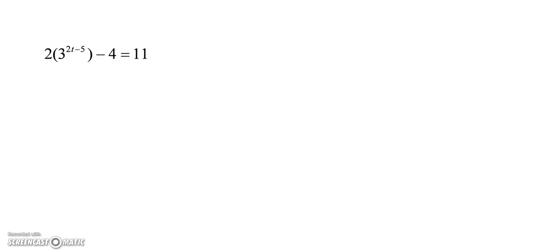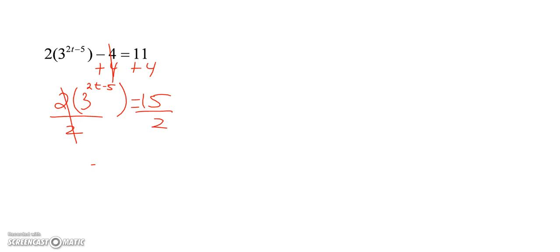All right, so again, this looks like exponential form, but not there yet. So again, there's two steps, and they're actually very similar steps to the last problem. Add 4 both sides, 2 parentheses, 3 to the 2t minus 5 is equal to 15. Got to get rid of this 2. Cross out. 3 to the 2t minus 5 equals, I'm going to call that 7.5 for ease of use.